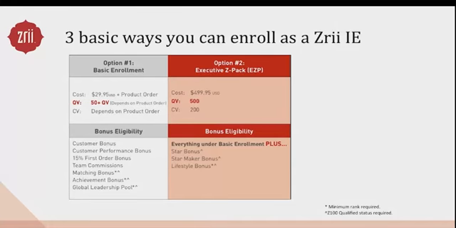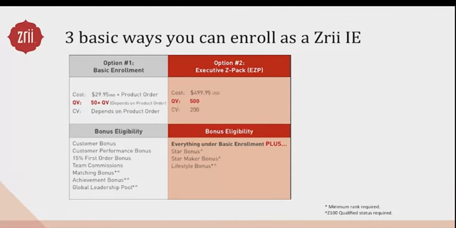Option number 3 is the Premier Z-Pack, or PZP. Enrolling with the Premier Z-Pack is the most powerful way to enroll as a Zrii independent executive. Why? Because at the PZP level, you can capitalize on all of the bonuses in the Zrii Prosperity Plan, including a huge 25% first order bonus on your new personally enrolled independent executives.